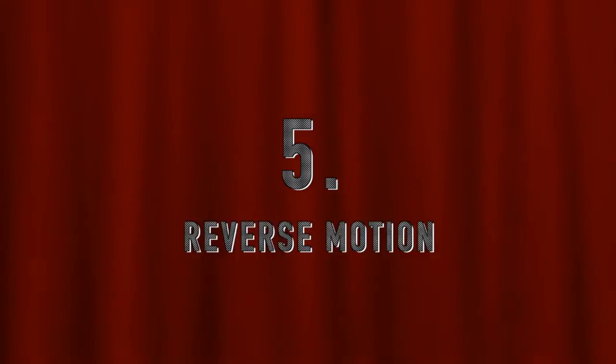Number 5, reverse motion. First developed in the 1900s, this trick was first used in the film The House That Jack Built. When an object is filmed and the motion is reversed, hence showing Jack building the house, and all he had to do was just break it down.